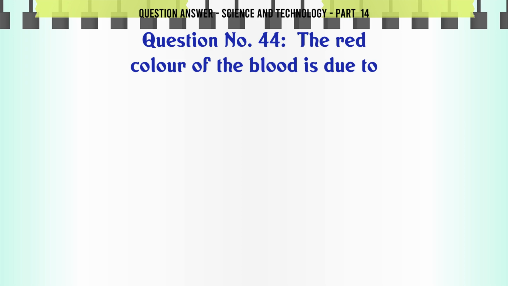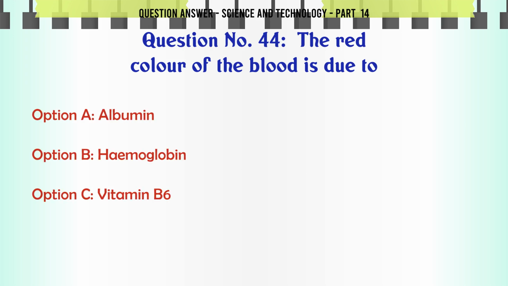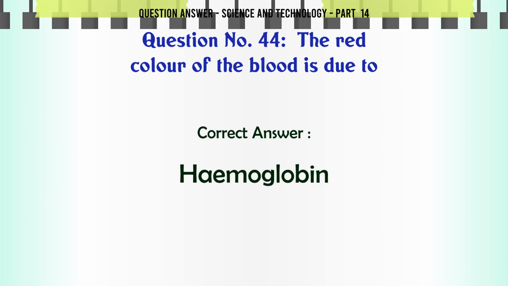The red color of the blood is due to A. Albumin, B. Hemoglobin, C. Vitamin B6, D. Relaxin. The correct answer is hemoglobin.